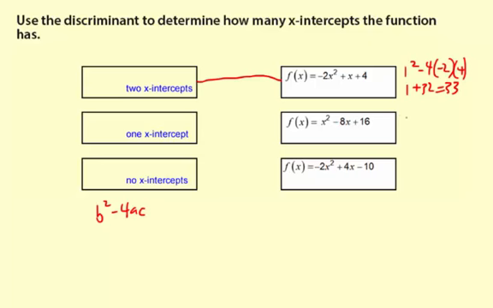Our b value is negative 8, so it's going to be negative 8 squared minus 4, and the a value is 1, and then times 16. So negative 8 squared is 64 minus, and 4 times 1 is 4, and negative 4 times 16 is 64, so it's going to be 64 minus 64 equals 0. That's going to be 1 x-intercept.